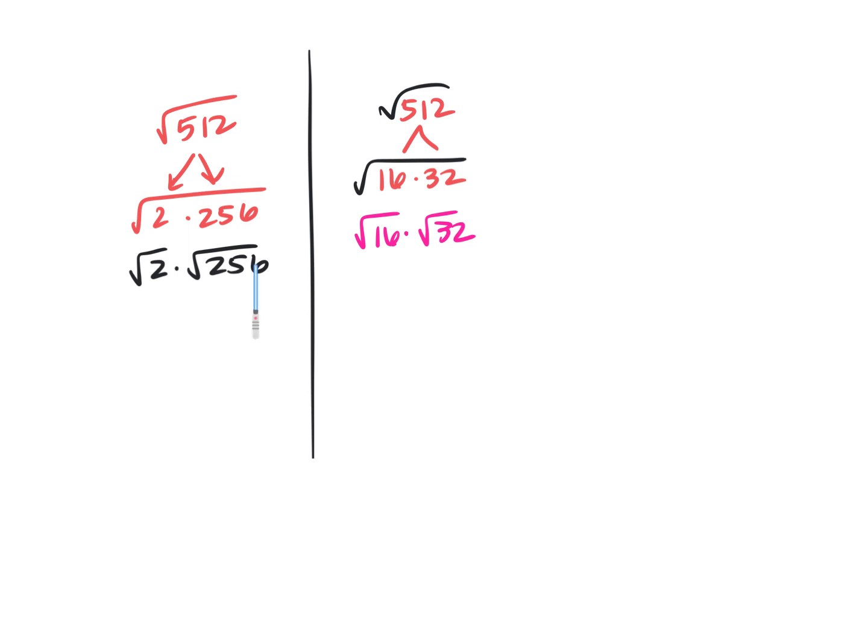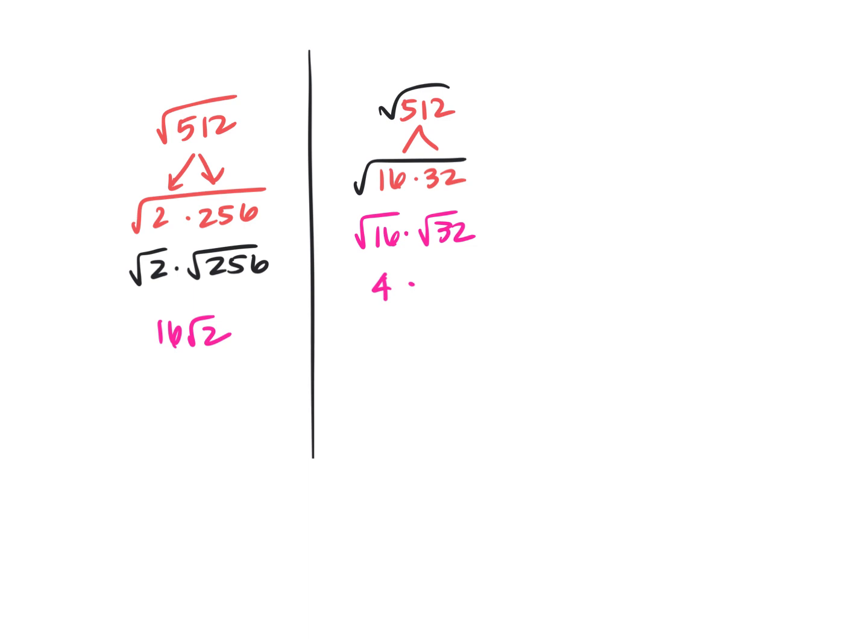You guys, do we know what the square root of 256 is? 16. Yeah, so what does this simplify to be? 16 root 2. Hey. What would I do over here if I went Macy's route? What's the square root of 16? 4, and then I'd have a root 32. Could I simplify root 32? What could I break that down into?